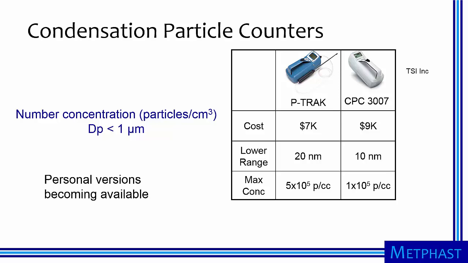There's also a CPC 3007. We've used that as a workhorse in our laboratory for doing exposure assessments. The cost of that is around $9,000, has a lower size range of 10 nanometers, and a maximum concentration of 100,000 particles per centimeter cubed.